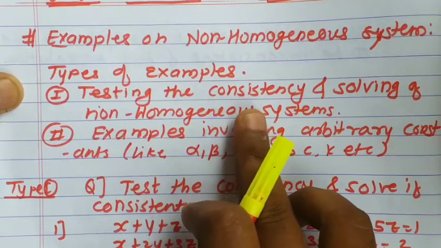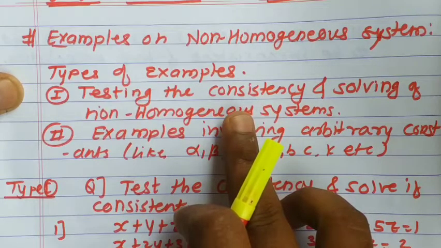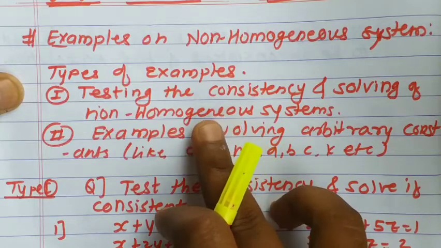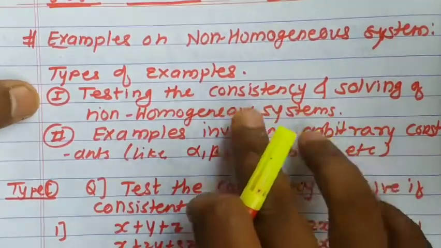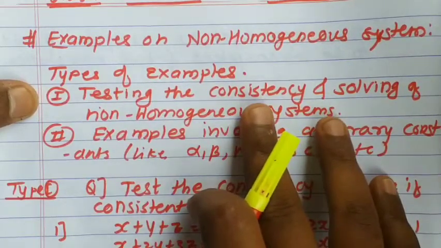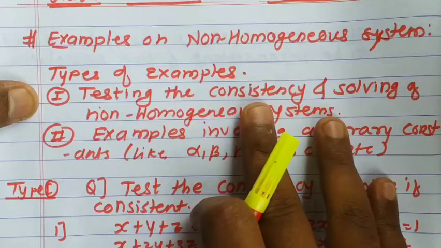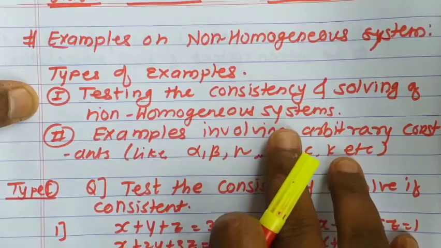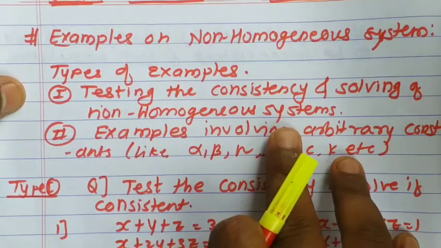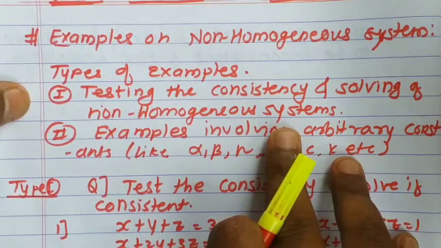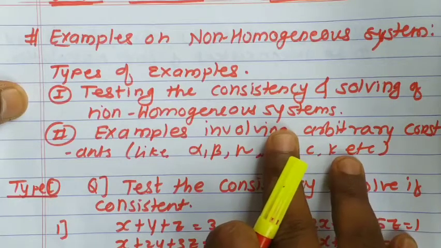So in the question you will have: test the consistency, and if consistent, solve the system. In that type of problem, first we have to check the consistency of the system. If it comes consistent, then we obtain the required solution. And the types of solutions we have also discussed. For a consistent system, we may have a unique solution or infinitely many solutions, depending upon the rank of the matrix A, the rank of the augmented matrix A comma B, and the number of unknowns.